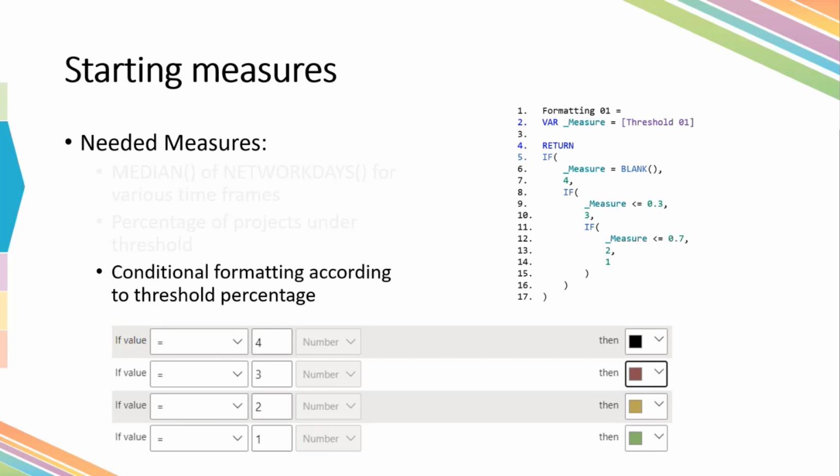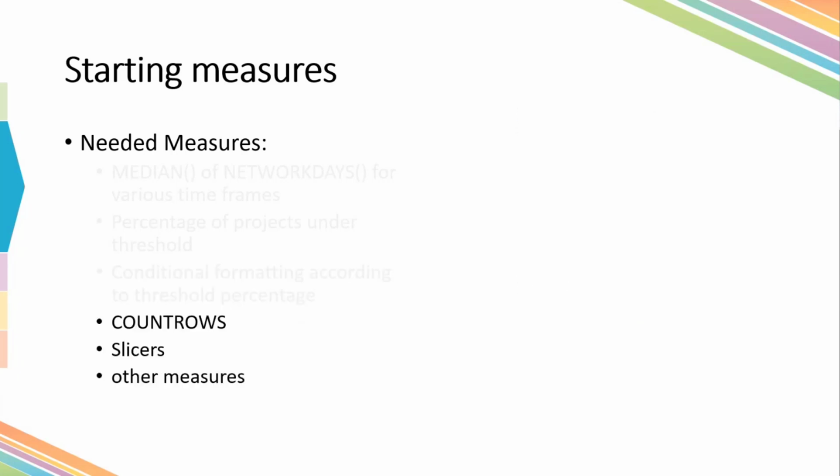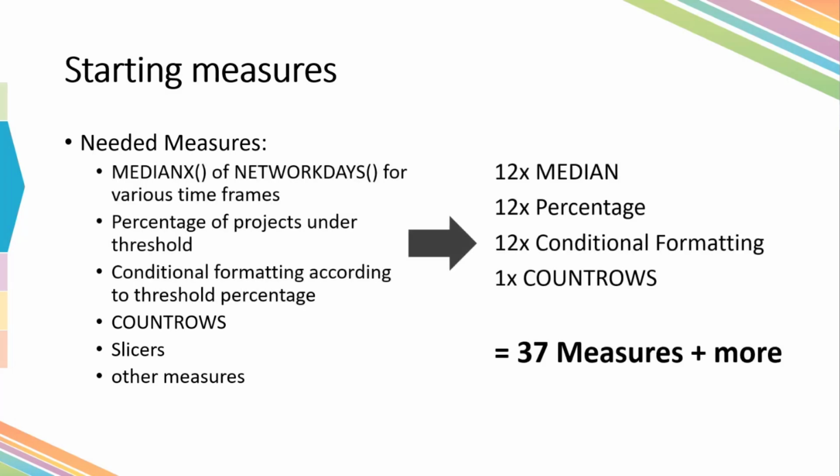I like it a bit more because I can control the percentages in the measures themselves, which is something I prefer over visuals, which can easily also be deleted. And measures I find just a bit more sustainable, and I prefer them as the operational tools that I use in my reports. And then, of course, the count rows and a couple of slicers and other measures. At least that's what I had in the initial report. And as I mentioned earlier, this leads up to 37 measures and more.